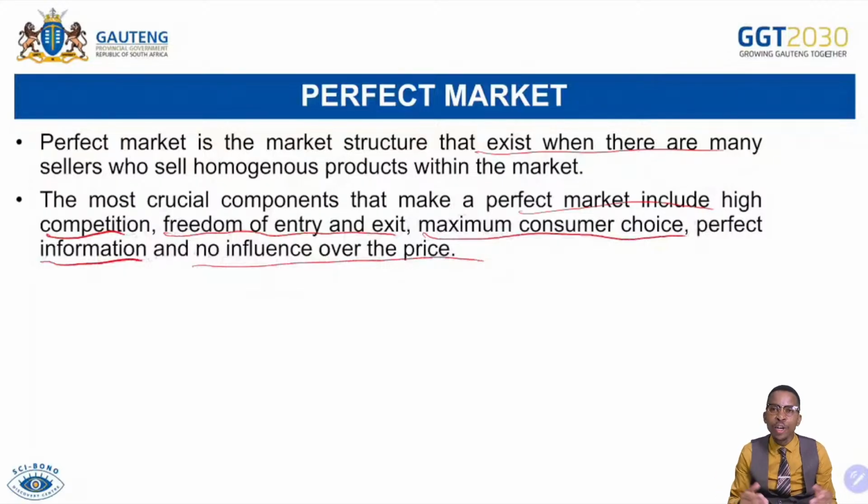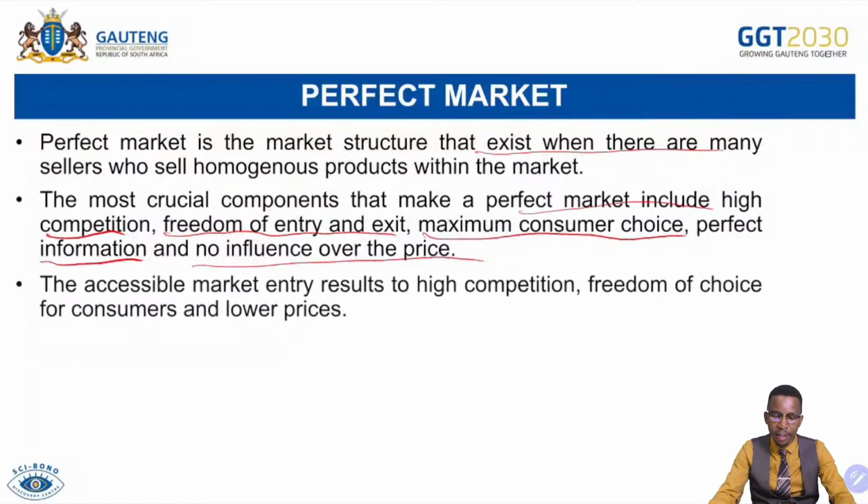Also, there are no barriers to entry. Firms can enter the market and also others can leave the market. One of the most important things that can be a barrier to entry is information. Under a perfect market, there is perfect or complete market information, meaning consumers and producers are fully informed about the prevailing market conditions. And none of them have an influence over the price because firms are price takers, and the price is determined by market forces, demand and supply.